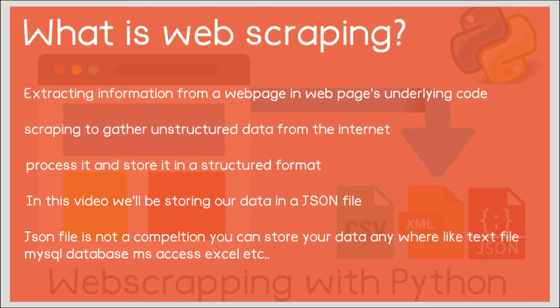This is the process of extracting information from a web page by taking advantage of the patterns in a web page's underlying code. We can use web scraping to gather unstructured data from the internet, process it, and store it in a structured format. In this video, we'll be storing our data in a JSON file, but you can store the data in anything. It could be a MySQL database, or it could be a text file, or it could be anything.